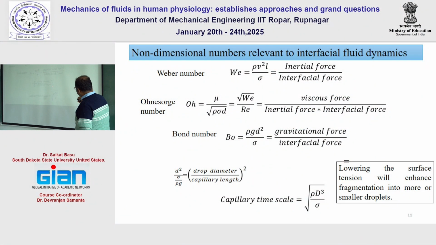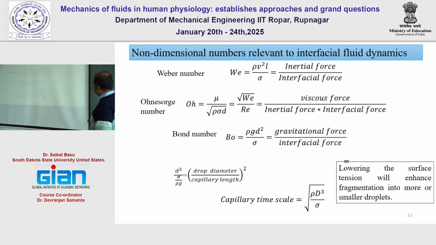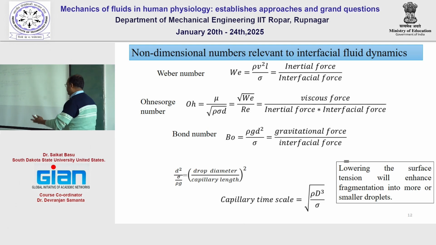Just like the capillary length scale, the capillary time scale is defined as the square root of rho d cubed by sigma. Basically, if we release a free droplet, we can see that the droplet changes its shape while it falls down. The time scale of the change is governed by the surface tension as well as the diameter of the droplet. If you put in the dimensions of this combination, you will find the unit is time, in seconds.